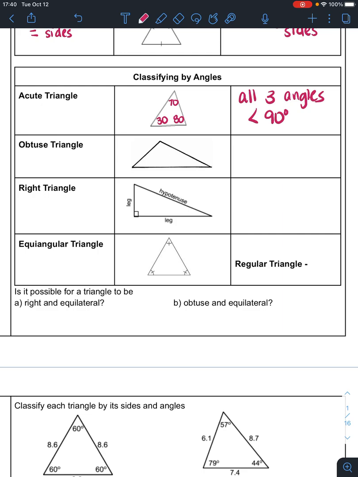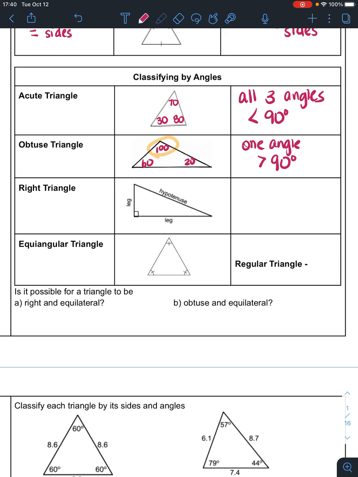Obtuse, so an obtuse triangle has one angle that is greater than 90 degrees. It can't have any more than that. So you might have that this angle is 100 and this angle is 60 and this angle is 20. As long as one angle is greater than 90 degrees, then it is considered an obtuse triangle.